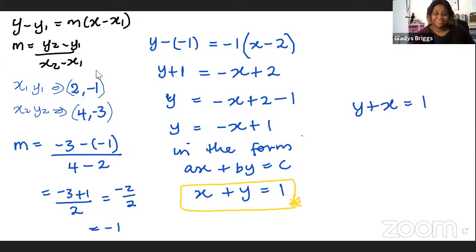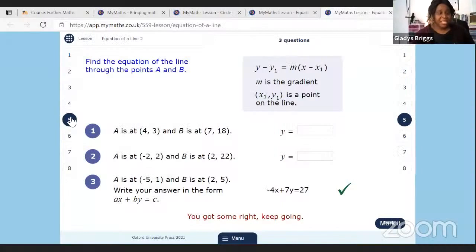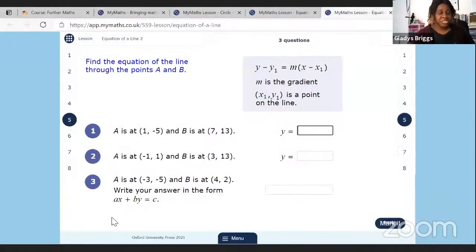Okay. Anyway, guys, I want you to do one for me on there before you finish, okay? So let's go back to my maths. And I'm just going to click on this again to change the question. So have a go at this one quickly now. We've got 30 minutes to the end of the lesson.